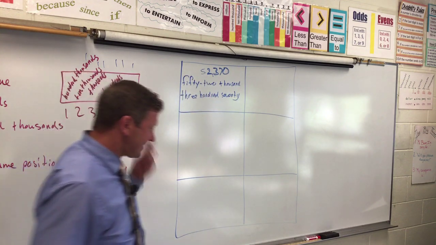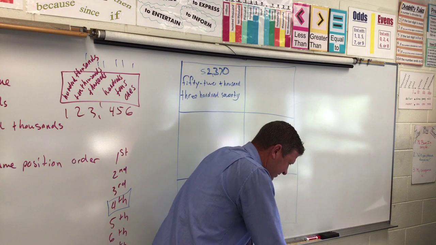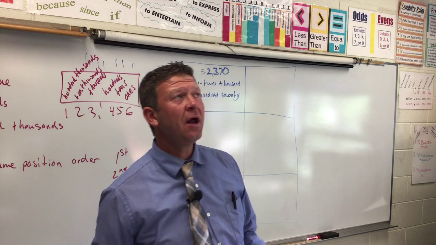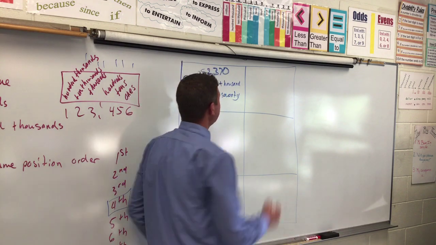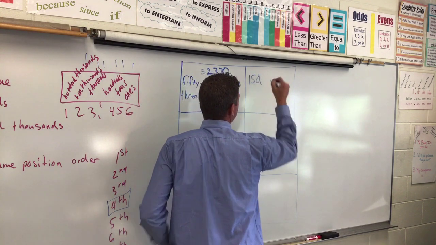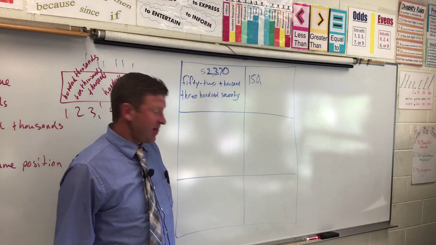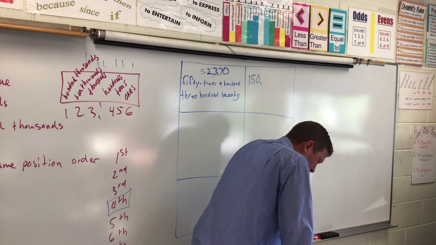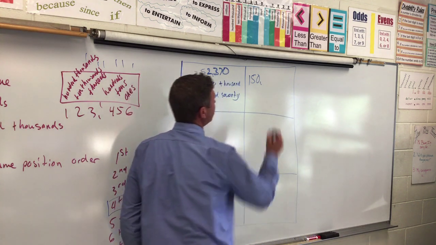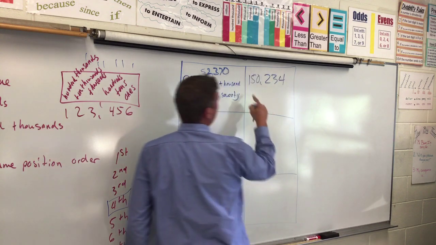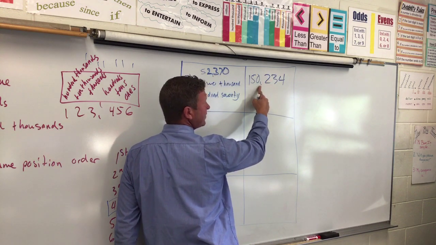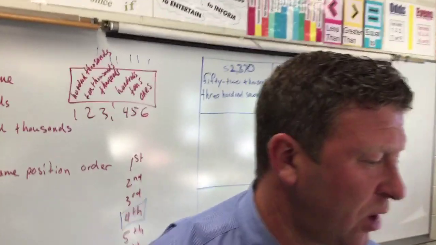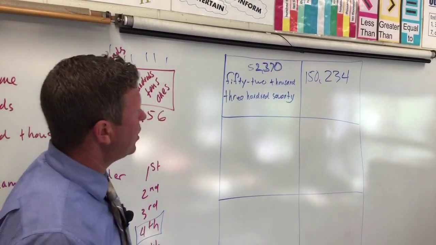Okay? Example number 2. If you're checking it out in your book, it says, use digits to write 150,000 234. I like to chunk it. Here we go. 150,000. Remember, the comma means thousand. And the last part of the chunk says 234. 150,000 with a comma, 234. Use those chunks to help you.